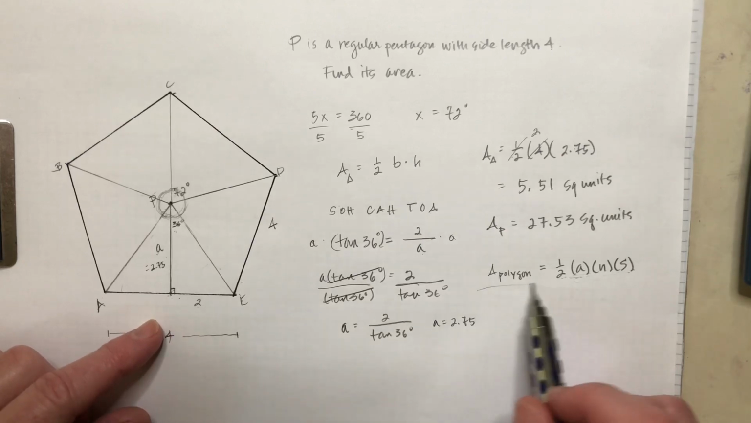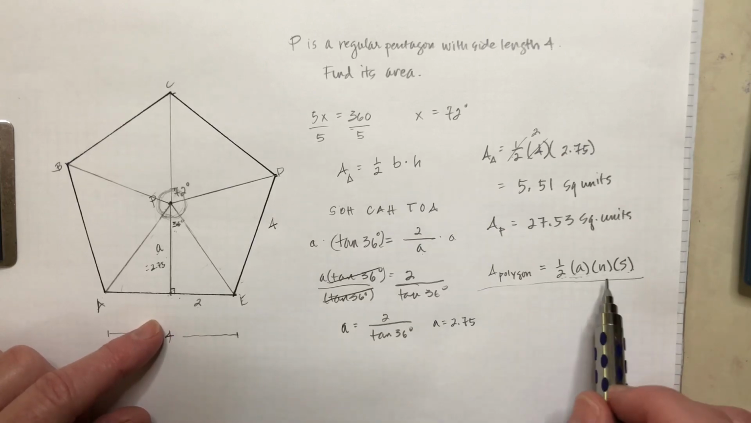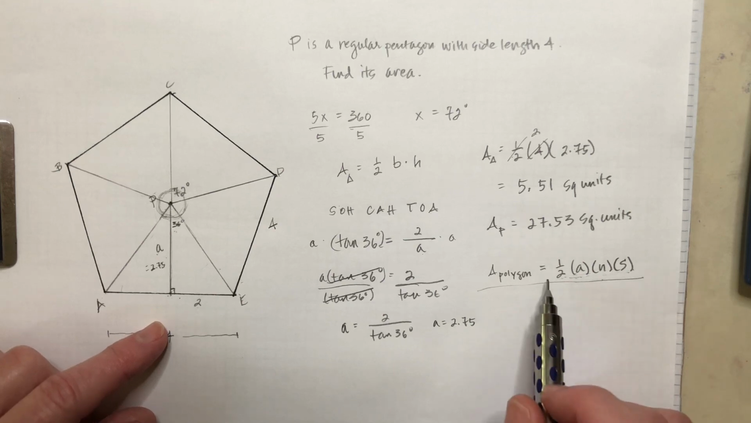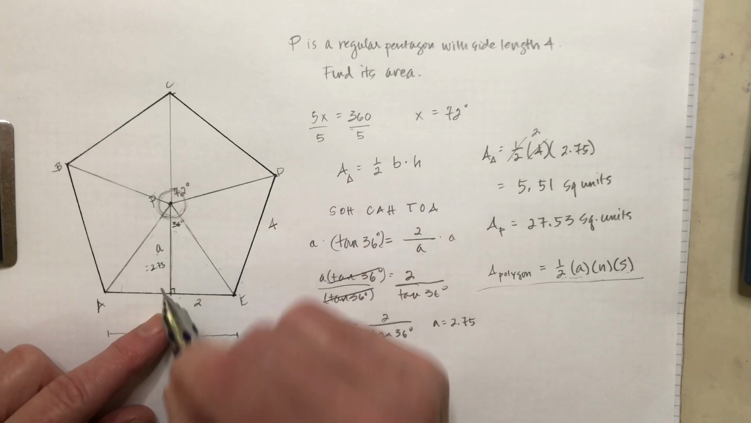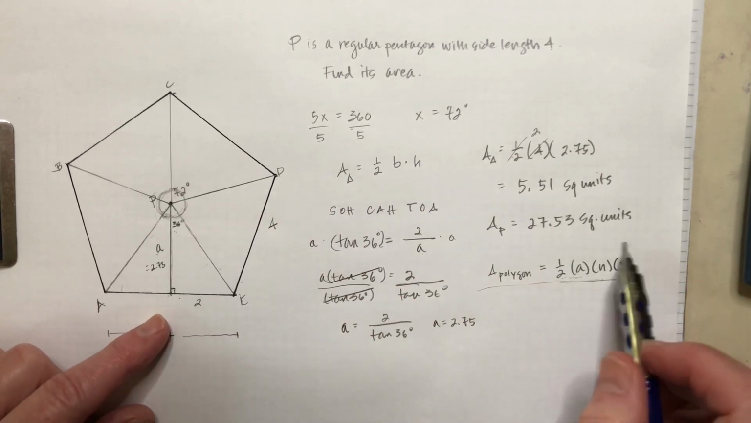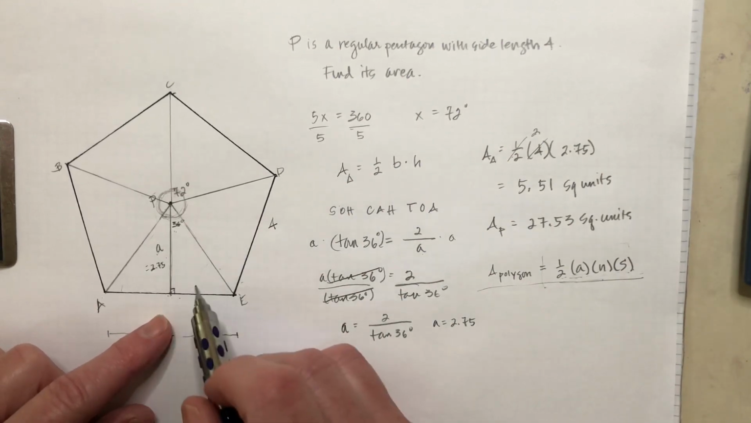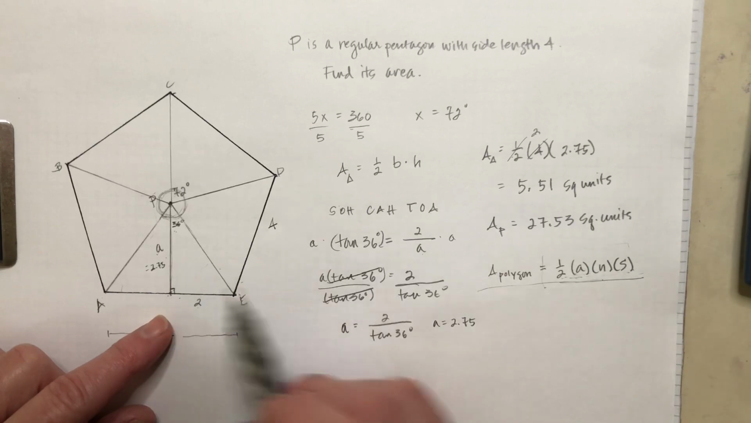So that's the general formula for the area of a polygon. But in most problems, the tricky part will be finding this height, this apothem. Once you find that, you can use the formula directly, or you can use the method of finding the area of a triangle and multiplying it by how many triangles there are.